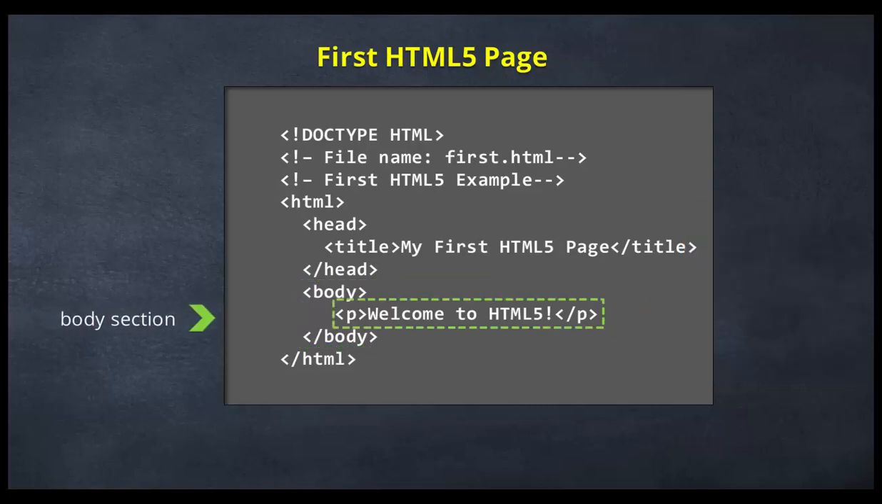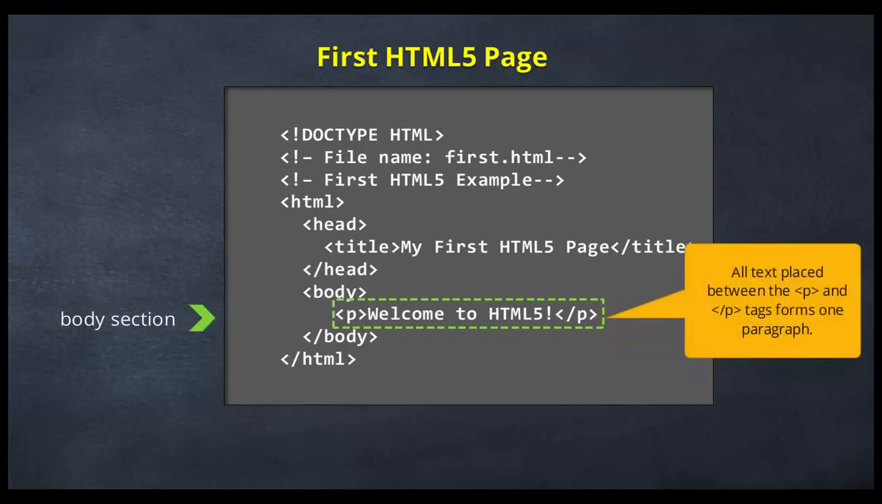HTML5 paragraph tags are used to define the HTML5 paragraph element. The paragraph element begins with the HTML p tag and ends with the HTML closing p tag. All text placed between the opening p and the closing p tags forms one paragraph. The HTML paragraph element should not contain tables and other block elements.